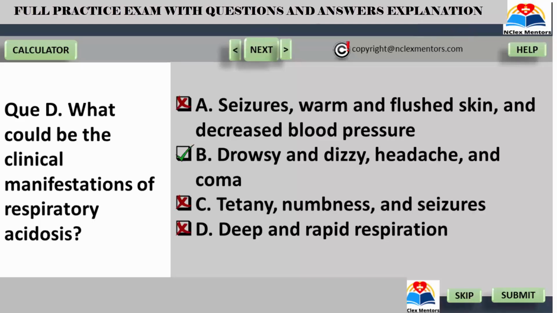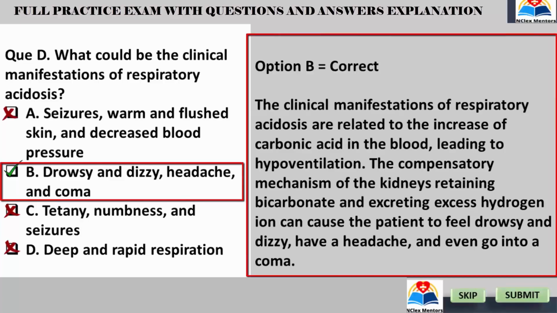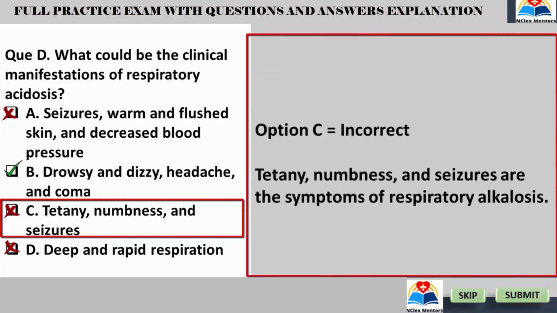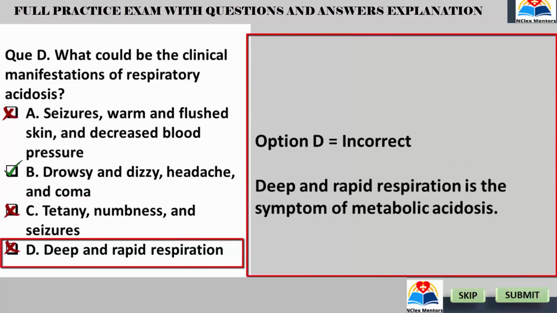Answer B, drowsy and dizzy, headache, and coma. The clinical manifestations of respiratory acidosis are related to the increase of carbonic acid in the blood, leading to hypoventilation. The compensatory mechanism of the kidneys retaining bicarbonate and excreting excess hydrogen ion can cause the patient to feel drowsy and dizzy, have a headache, and even go into a coma. Seizures, warm and flushed skin, and decreased blood pressure are also symptoms, but not specific to respiratory acidosis. Tetany, numbness, and seizures are the symptoms of respiratory alkalosis. Deep and rapid respiration is the symptom of metabolic acidosis.